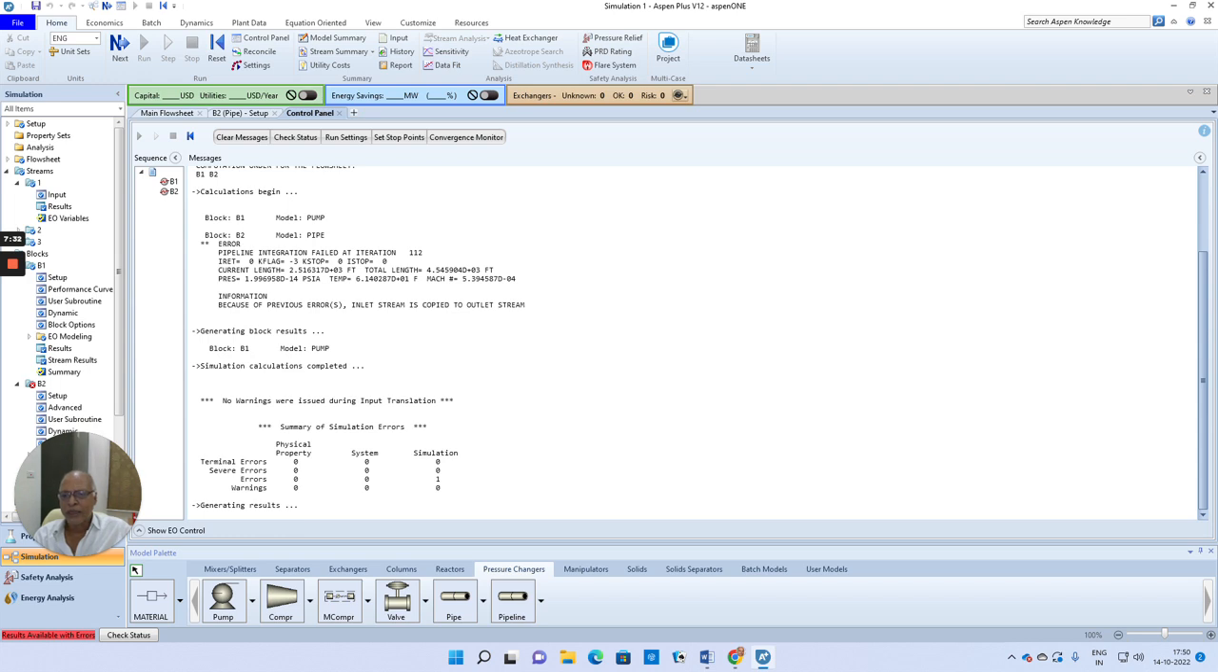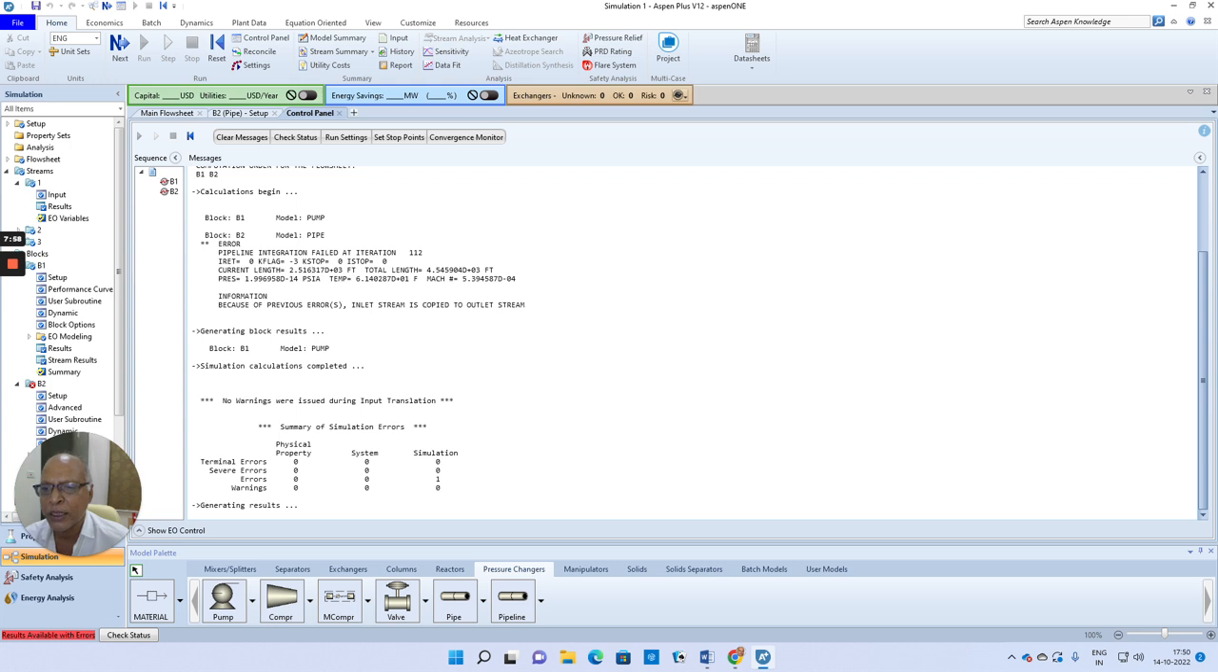Now you can see there is an error. Right? So pipeline integration failed at iteration 112. So current length is about 2,516 feet. By the time, what is happening to the pressure? The pressure is coming down to a very small value.